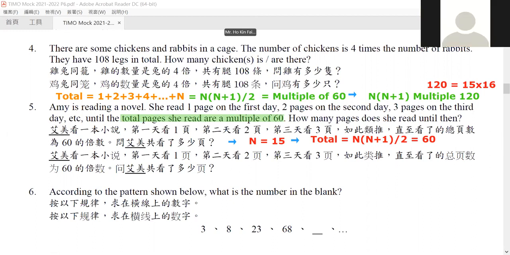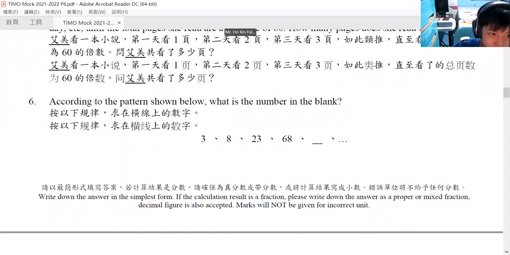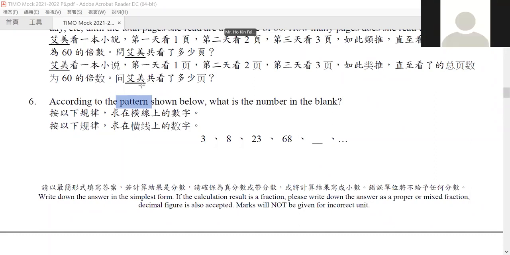Now let's go to question number 6. Again, here we have a pattern: 3, 8, 23, and 68. What is the next number? Now this one is difficult, this is really difficult. Let me state the pattern.